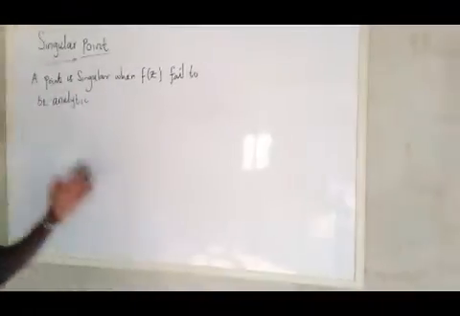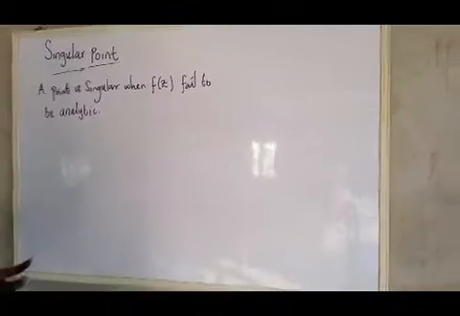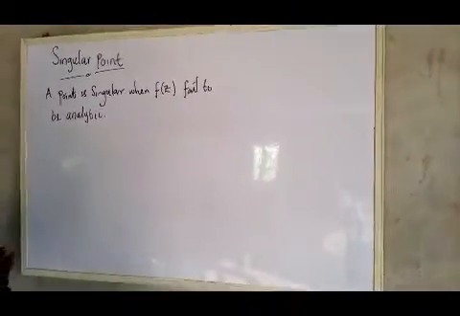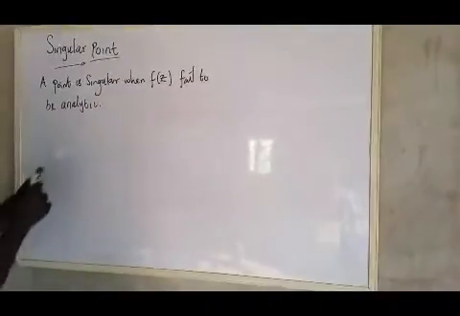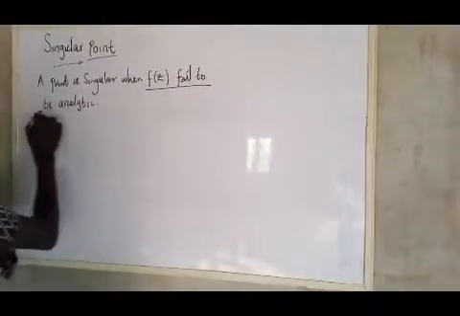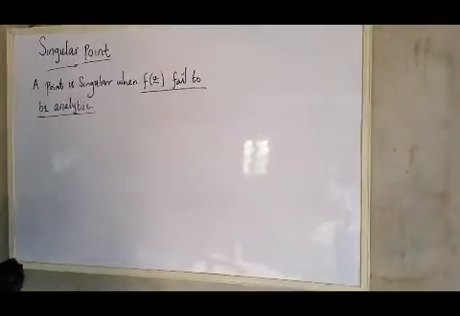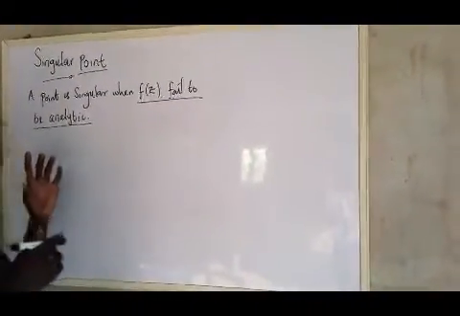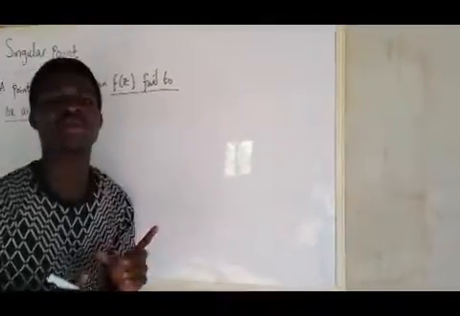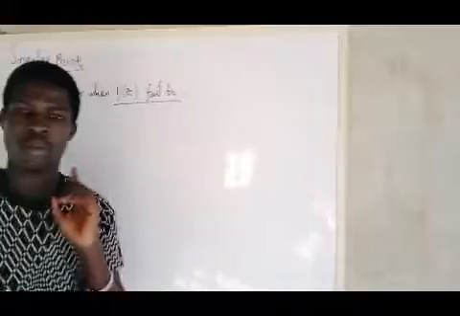Alright, today we'll be talking about singular points. Now, when is a point said to be singular? A point is said to be singular when f of z fails to be analytic. These are the keywords there. When f of z fails to be what? Analytic. Now, when is a point said to be analytic? A point is said to be analytic if it is continuous and differentiable. So if f of z fails to be continuous and differentiable, then you say f of z is a singular point. Do we get that now?